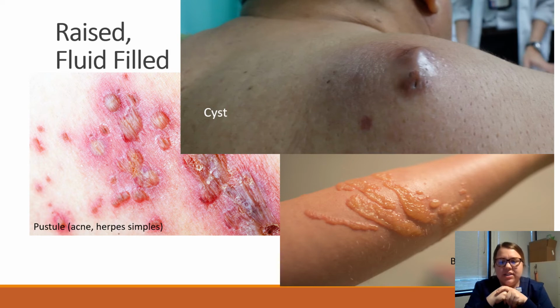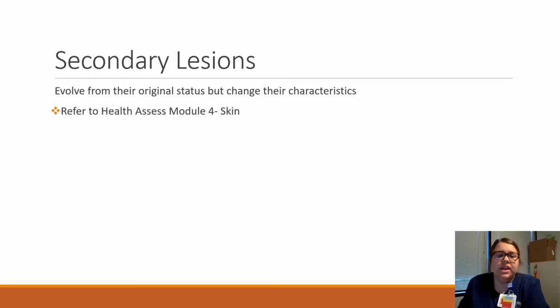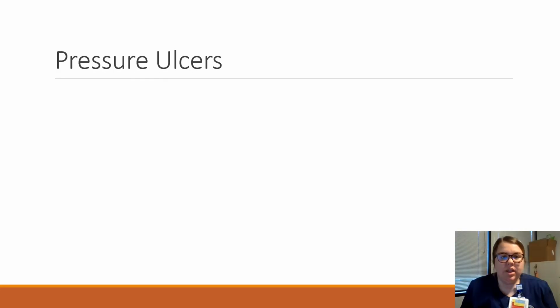A bulla is a blister, so this could be from a burn. It could be from sun exposure as well. Secondary lesions evolve from their original status but change their characteristics. So go back into Health Assess, Module 4, titled Skin, and take a look at all of the lesions that are on there. So clients may develop pressure ulcers, and these could be on the bony prominences.